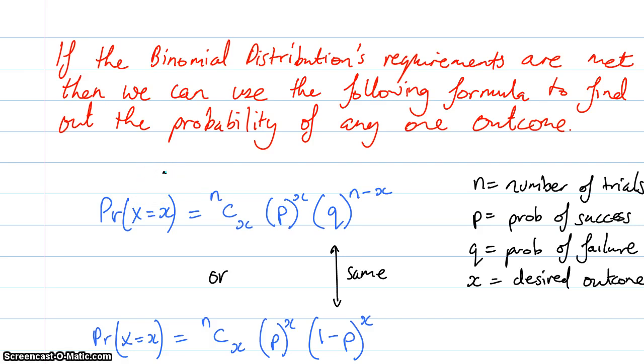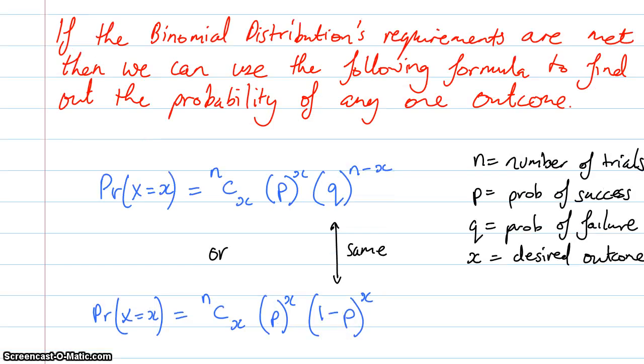So that's the formula that you can use to find out any one particular outcome. And this formula down here is exactly the same. It just recognizes that q, the probability of failure, is actually just 1 minus p. So it can be p times 1 minus p, but it doesn't really matter which way you use it.